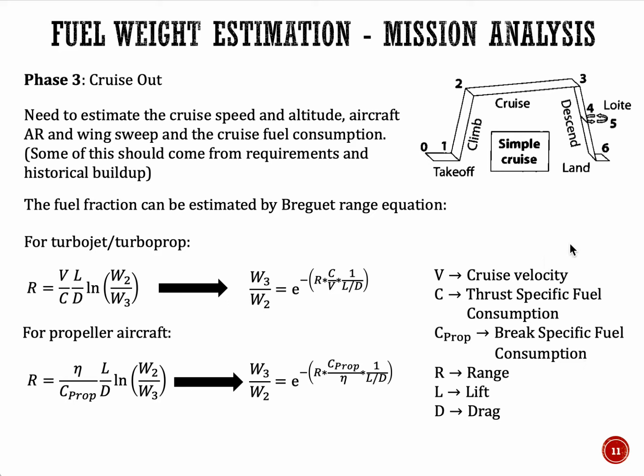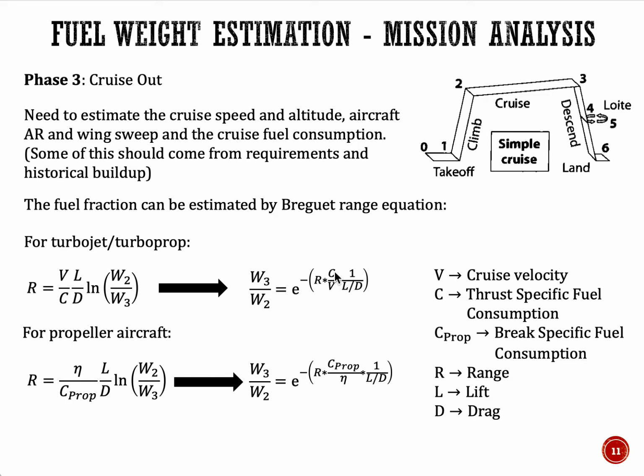One thing you have to make sure of is that the units match. You've got to use the right units for the specific fuel consumption, the velocity, the range, etc., everything in these equations. Let's start with the range. Range should come from your requirements. You want to specify what the range for your aircraft is going to be. And cruise velocity is something you have to know as well. You want the aircraft to cruise at this speed, so that comes out of the requirements.